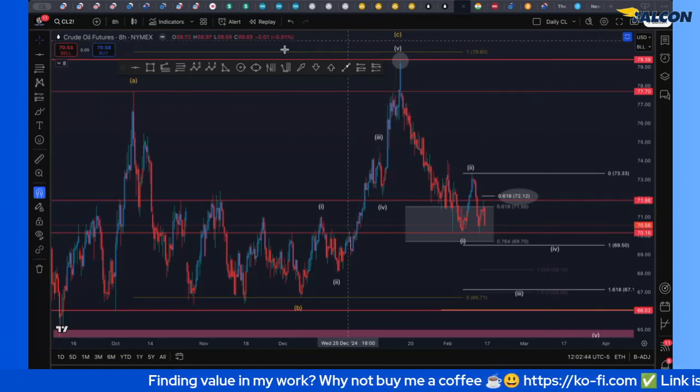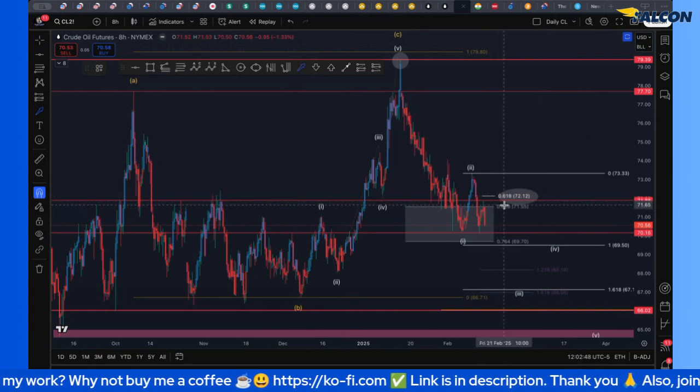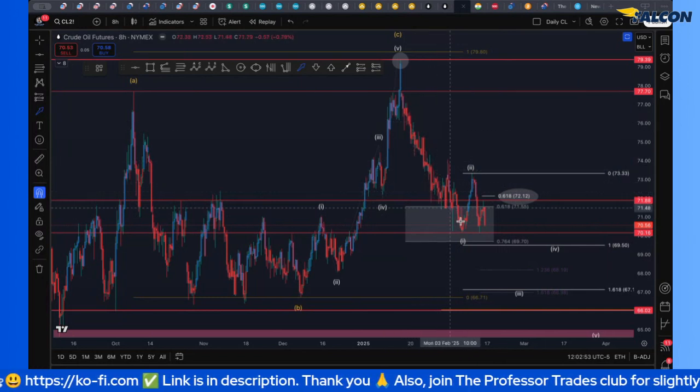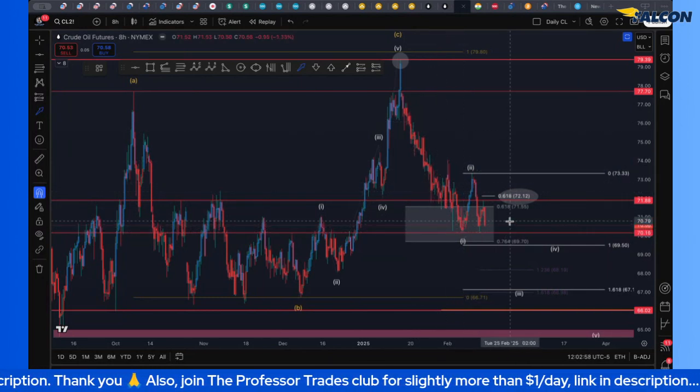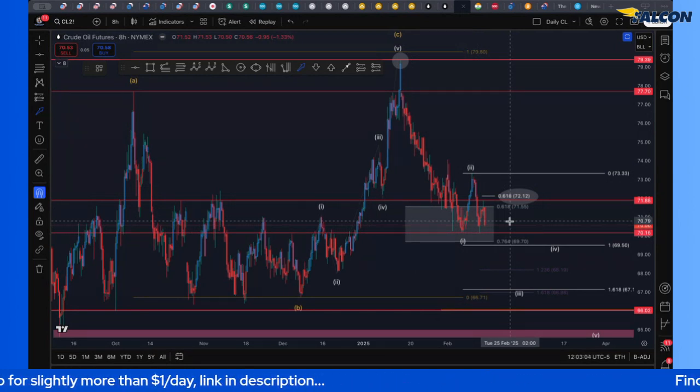And so the idea is we are in a third wave down. And all of this price action, I mean, this is pretty brutal. Although in the Professor Trades Club, it's not brutal at all because we were expecting it. We've been looking for it. And in the Trade Club, we've been nailing the shorts on crude oil, man. Massive pips inside the club.